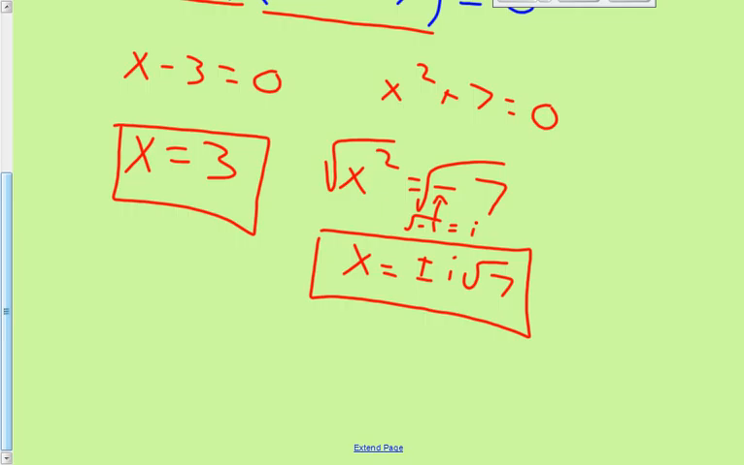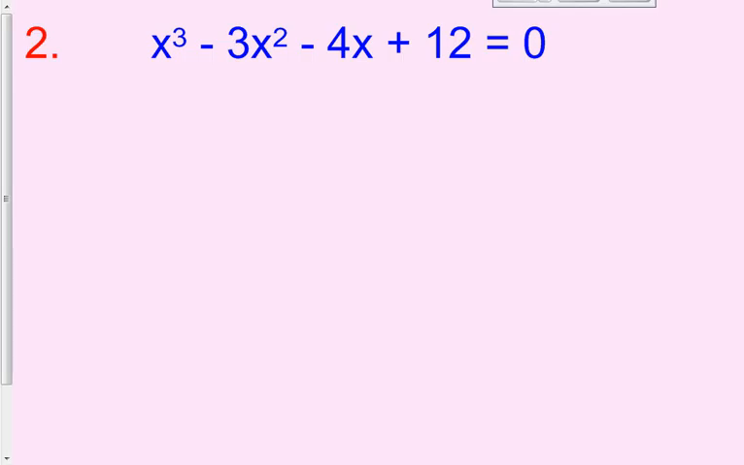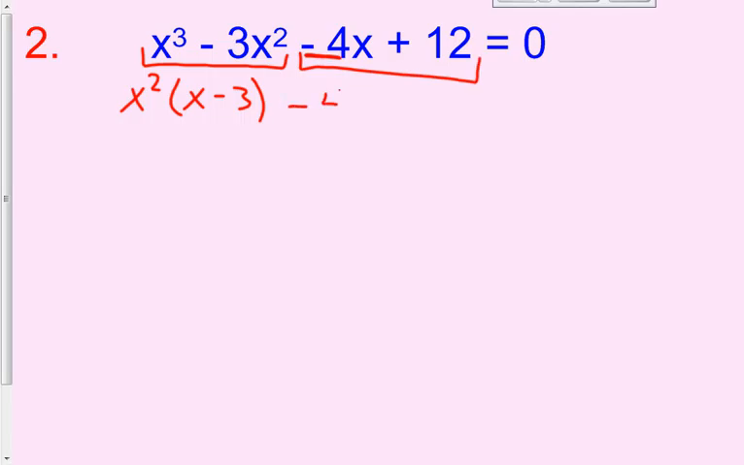Why don't you guys pause the video and try number 2 on your own. Number 2, you should have factored out an x squared term from these first 2. So then you would get x squared times the quantity x minus 3. On this one, because this is a negative sign, factor out a negative 4x. So here's our second 2 terms. Factoring out a negative 4, sorry, not a negative 4x, just a negative 4. What are you left with? You are left with an x and then a minus 3. 12 divided by a negative 4 is a negative 3.